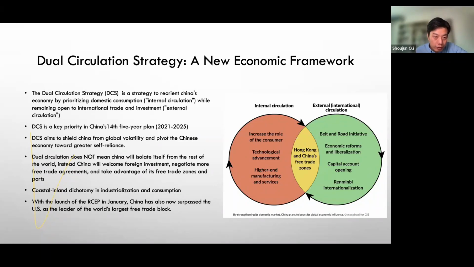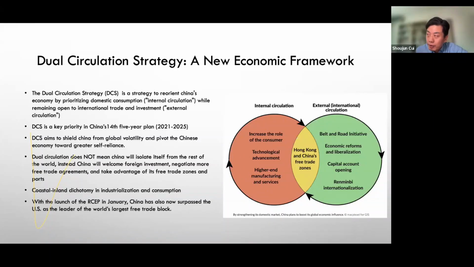In general, the dual circulation strategy is a strategy to reorient China's economy by prioritizing domestic consumption, which means internal circulation, while remaining open to international trade and investment. That is external circulation. I read some articles and interpretations.